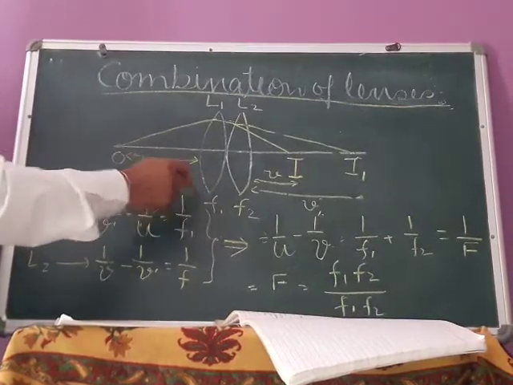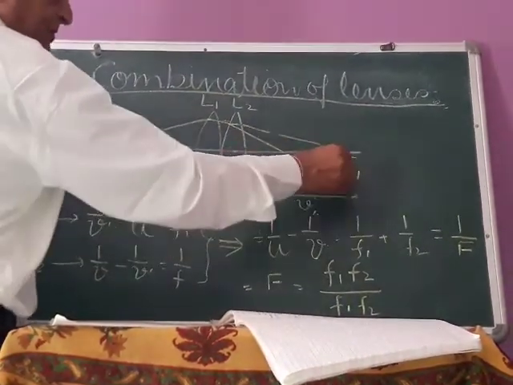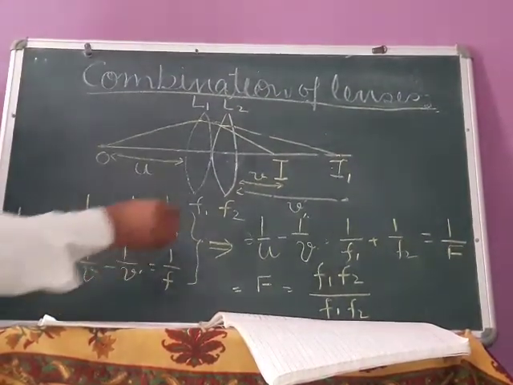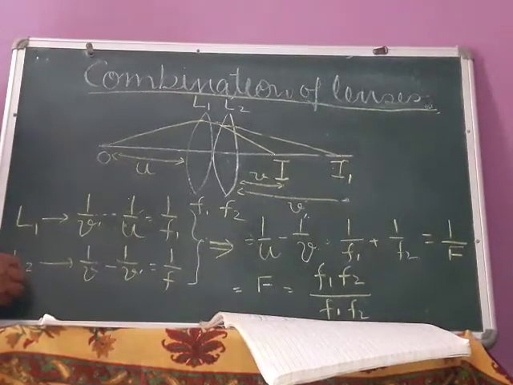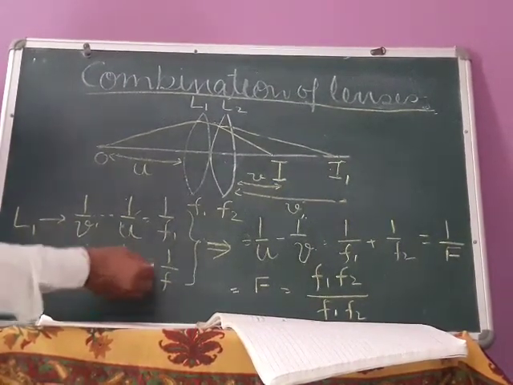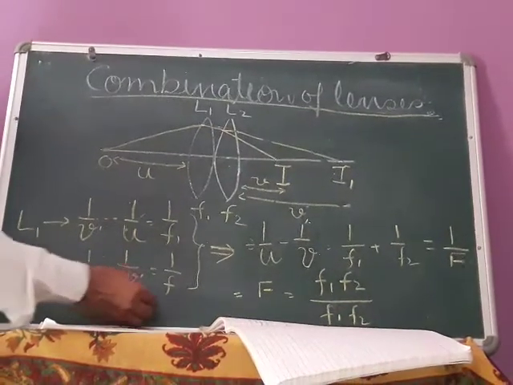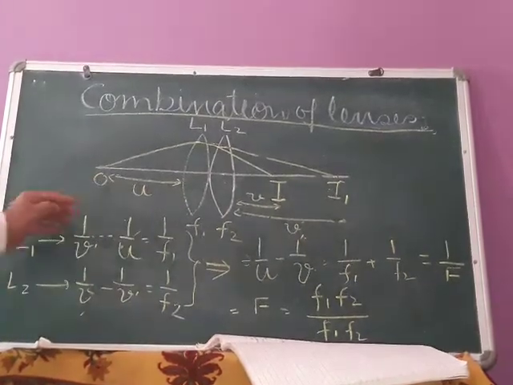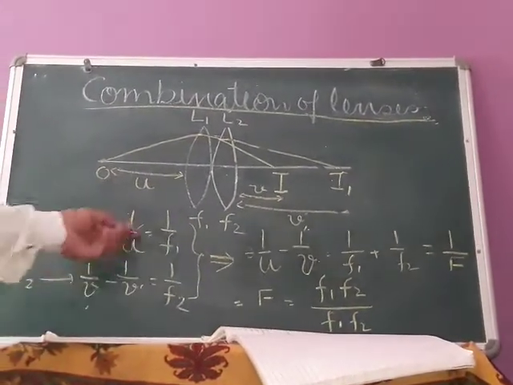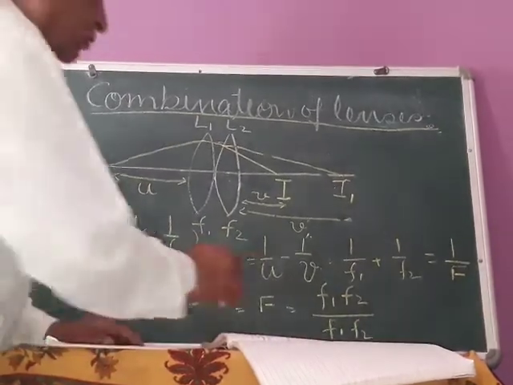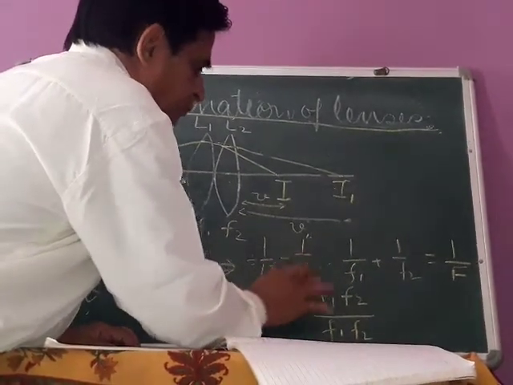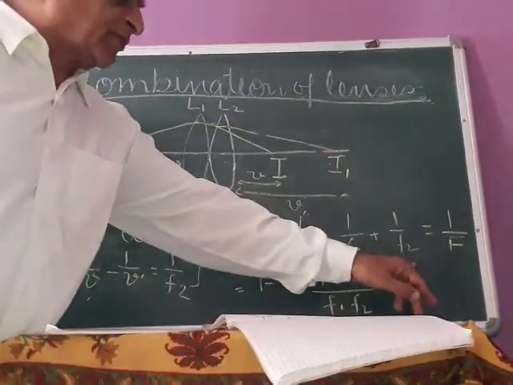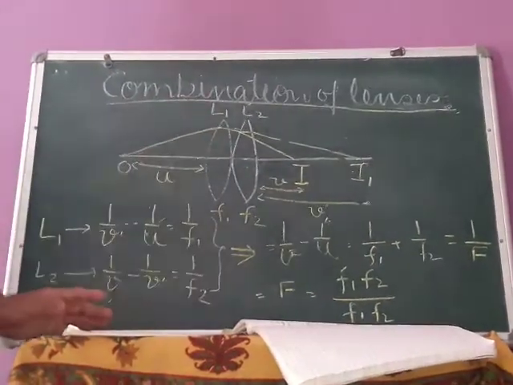For the second lens, this will act as an object. So V1 will become U, and V is the final image. For the lens L2, 1 upon V minus 1 upon U is 1 upon F2. When you add these up, the 1 upon U terms will cancel, and we get 1 upon V minus 1 upon U, which will be 1 upon F1 plus 1 upon F2, which is the combined focal length F.